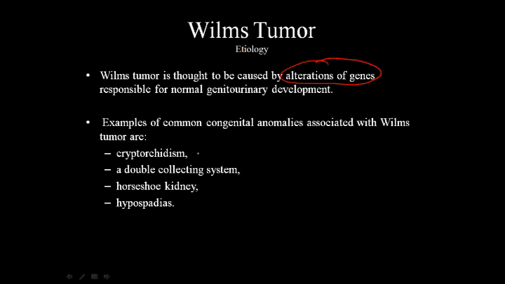Cryptorchidism is where either the ovaries or the testes are not developed to a full extent. Double collecting system, we saw that before. Duplication. Horseshoe kidney factors in here as well, and those are the most common types of associated anomalies here, and that's simply because probably all of these have genetic anomalies associated with them, and potentially these genes that affect them also affect the genes that cause Wilms tumor.